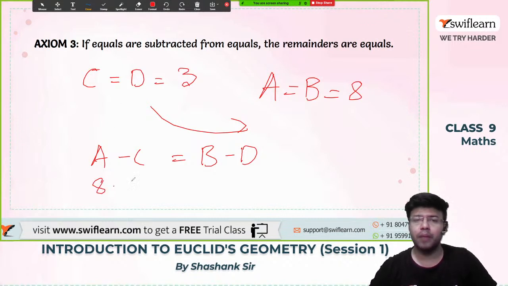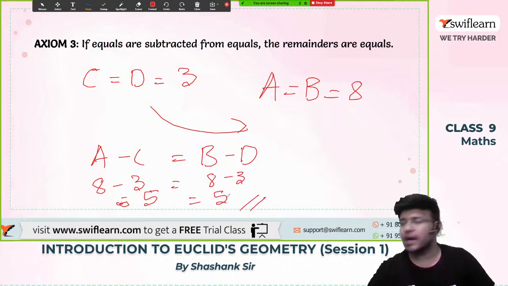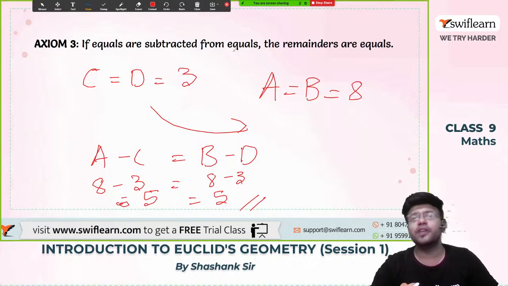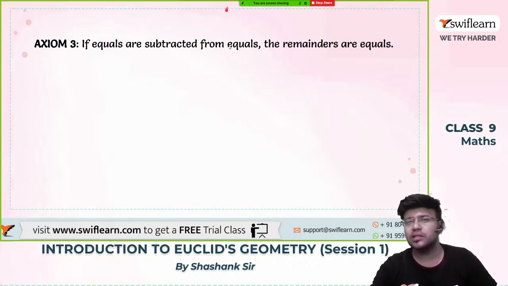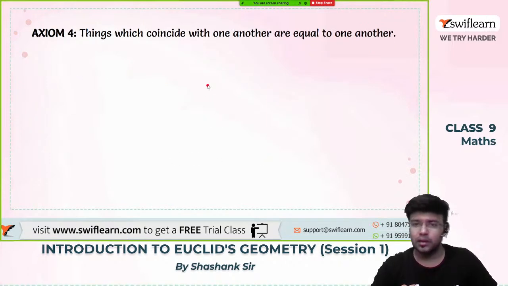So 8 minus 3, how much is that? 8 minus 3 is 5. And B is also 8, D is also 3, so this is also 5. So 5 is equal to 5. This is axiom 3. So if equals are subtracted from equals, the remainder will be same. Yes. Okay. Now, fourth axiom.